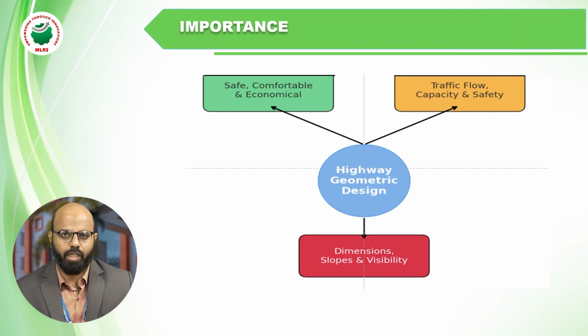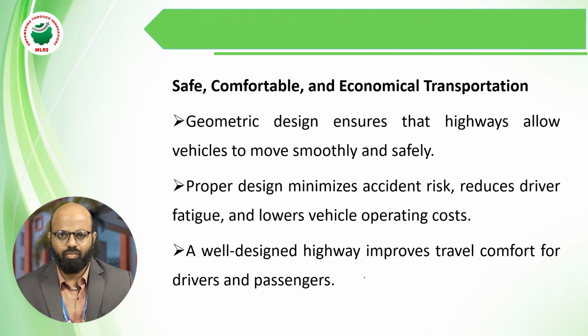Why is it necessary? What is the need? What is the importance of highway geometric design? To ensure safe, comfortable, and economical design, to ensure balancing of traffic flow and capacity, and to ensure safety. It involves features such as dimensions, slopes, and visibility. What do I mean by that? Geometric design ensures that highways allow vehicles to move smoothly and safely. Second, proper design minimizes accident risk, reduces driver fatigue, and lowers vehicle operating costs, which comes under safety. A well-designed highway improves the comfort for the drivers and passengers.